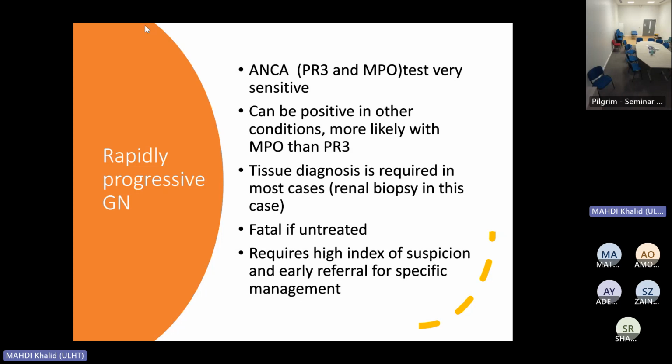Untreated vasculitis is fatal in the majority of cases, but thankfully we have a lot of treatment options that we can use. Most of them are toxic drugs, but they're better than vasculitis.